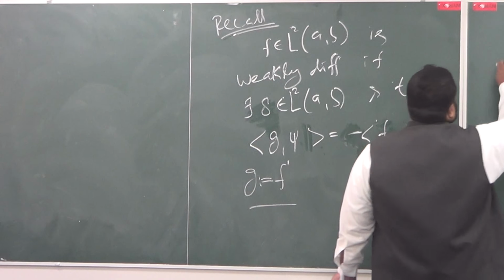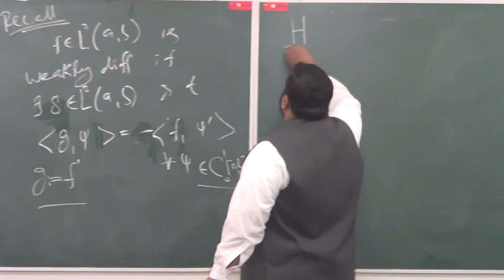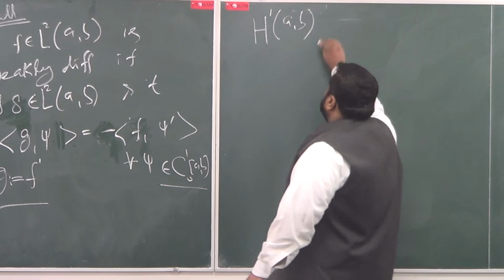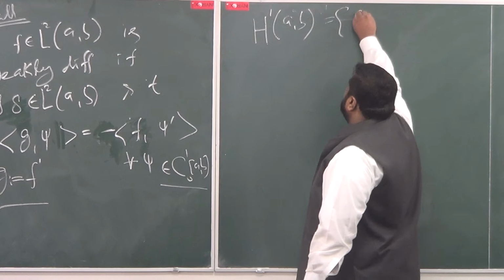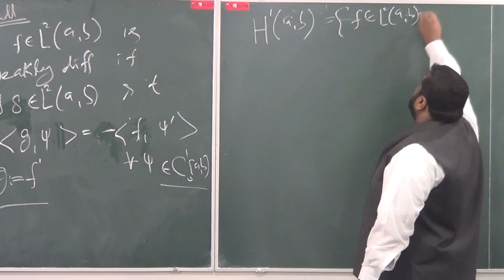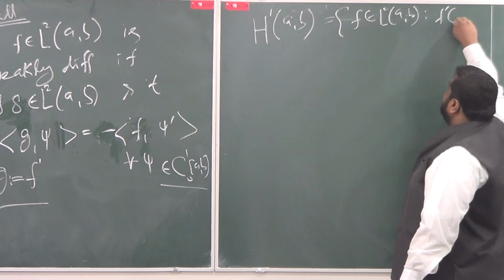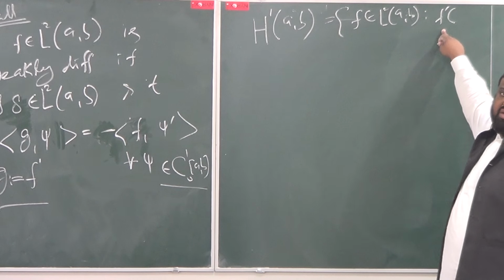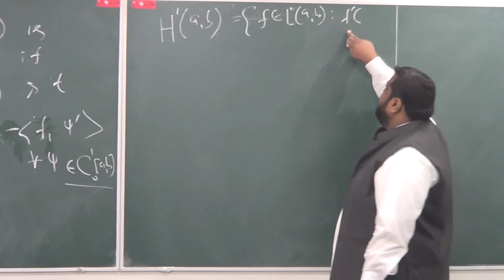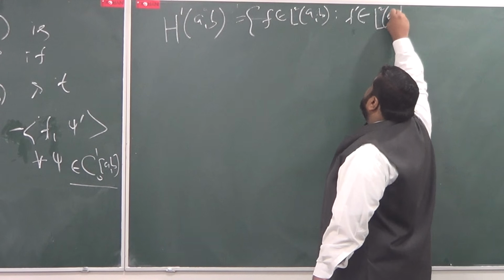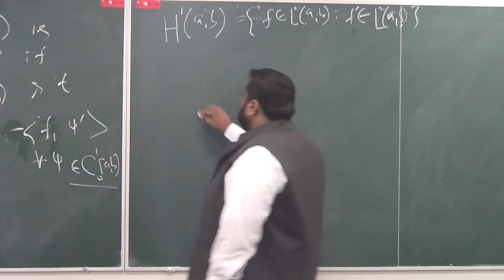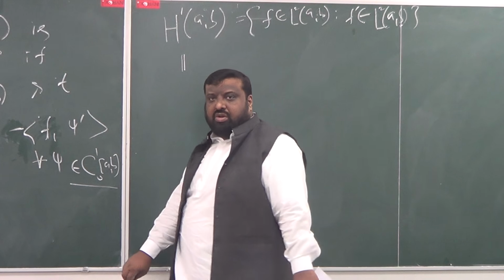And then we essentially reach a space H1(a,b), which is a collection of functions from L2(a,b) such that its weak derivative is also square integrable. Whenever I use prime now, I mean the weak derivative, unless I mention it explicitly. And then we said that there is a norm on H1.